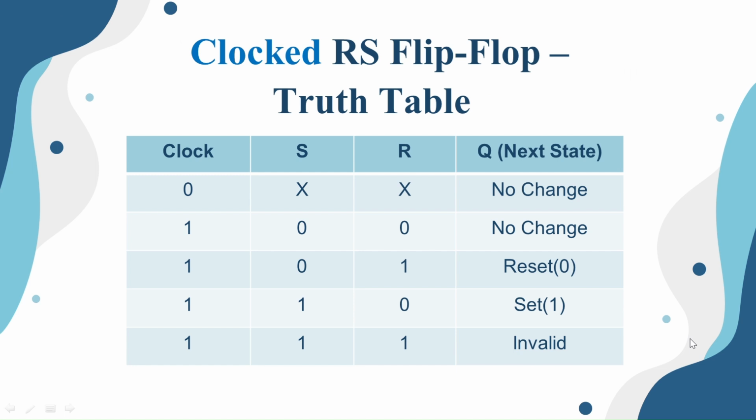This is the truth table of the clocked RS flip-flop. Here S is the set input, R is the reset input, Qn plus 1 is the next state, and state tells in which state it enters. Here we can see that when CLK or clock equals 0, the flip-flop holds its state. When clock equals 1, we get normal RS behavior. The 1-1 condition is invalid and should be avoided because it creates an undefined output.